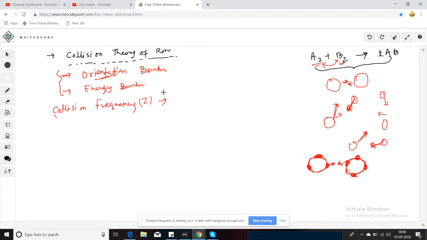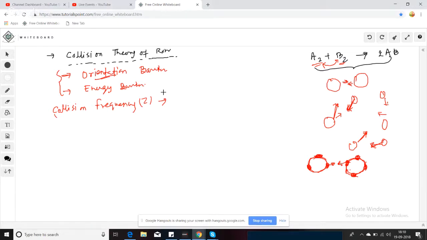Non-effective collisions are those which do not produce a chemical change. Okay. Next line. There are two barriers which need to be cleared for any collision to be effective.